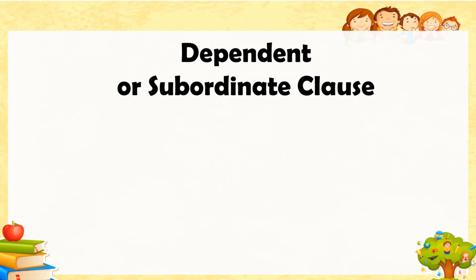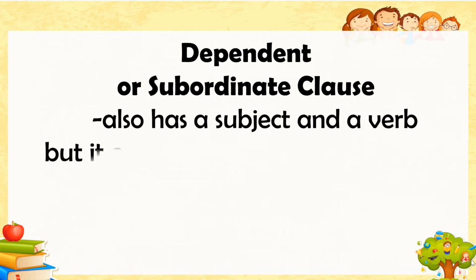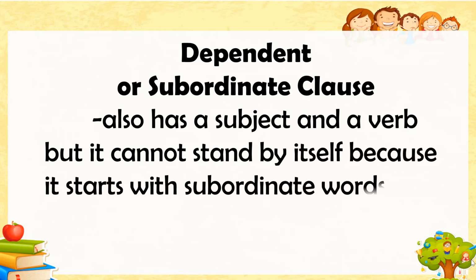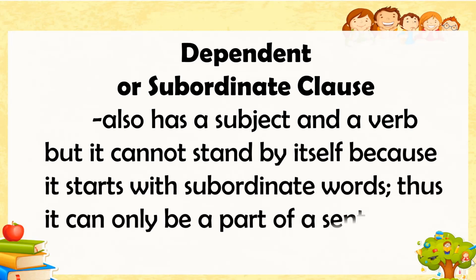A dependent or subordinate clause also has a subject and a verb, but it cannot stand by itself because it starts with a subordinate word. So, it can only be a part of a sentence. To make this clear for you, let us study these examples.